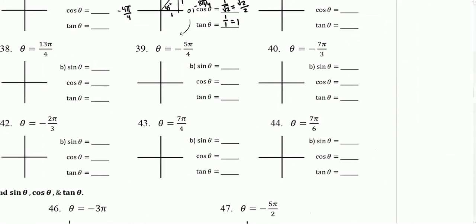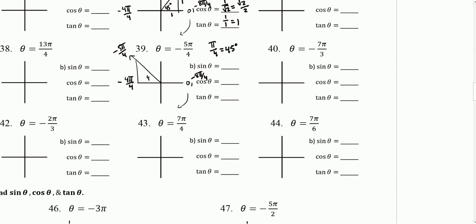39, negative 5 pi over 4. Here's 0, moving in the negative direction. Here's negative 4 pi over 4, which is negative pi. Keep going in that direction. 2 pi is going to be at negative 8 pi over 4. So negative 5 pi over 4 will be in quadrant 2. And the difference between 5 and 4, pi over 4, is 1 pi over 4. Pi over 4 is 45 degrees because it's 180 divided by 4.